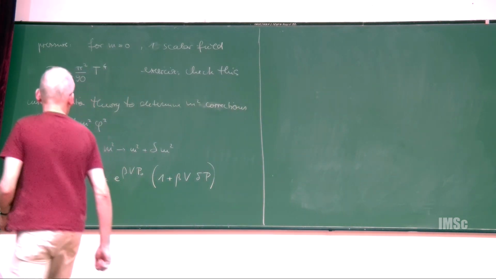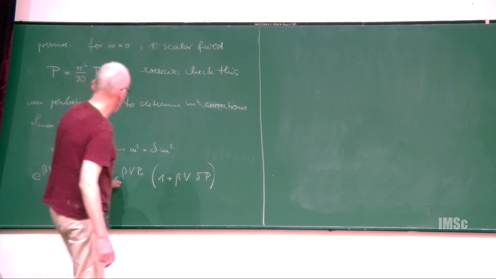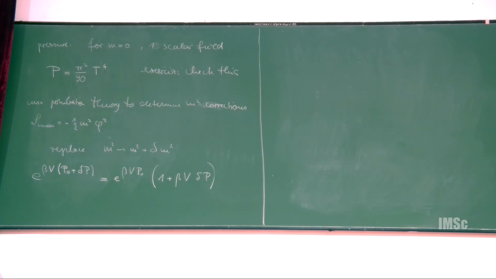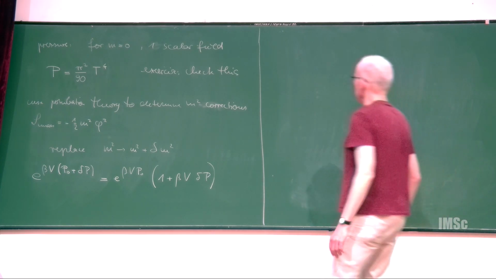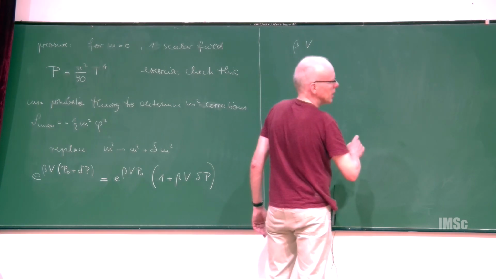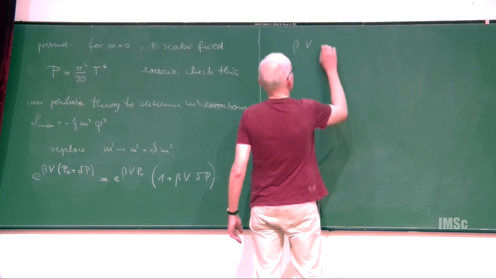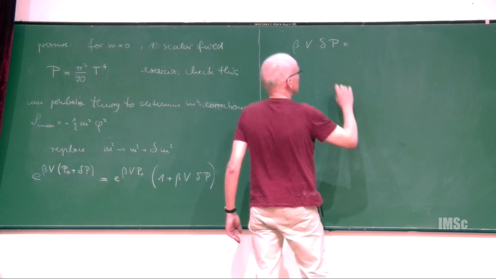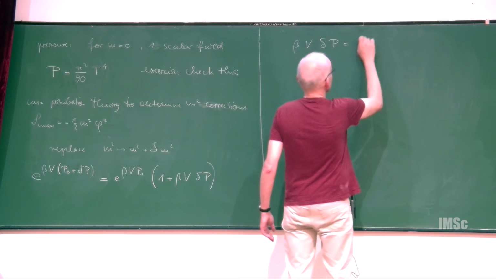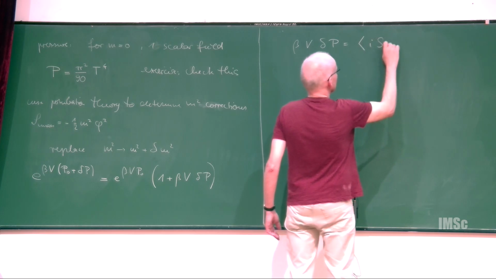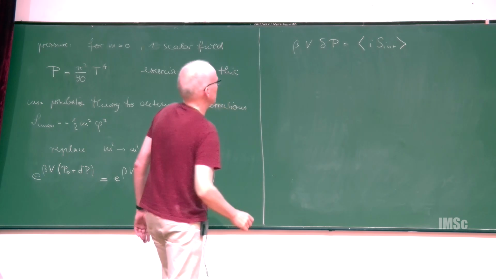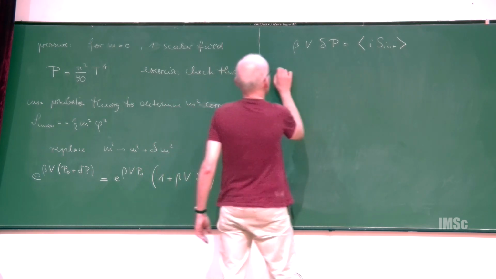Okay, so here we have this prefactor, which is just the 0th order partition function. So what we get is that beta times V times delta P is equal to this expectation value of I S int. So what is the right hand side?